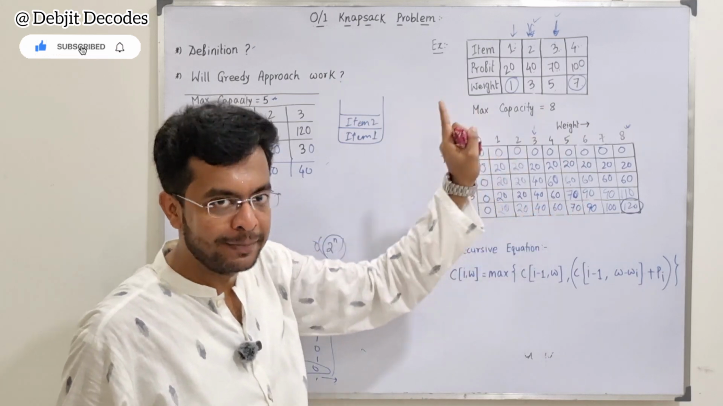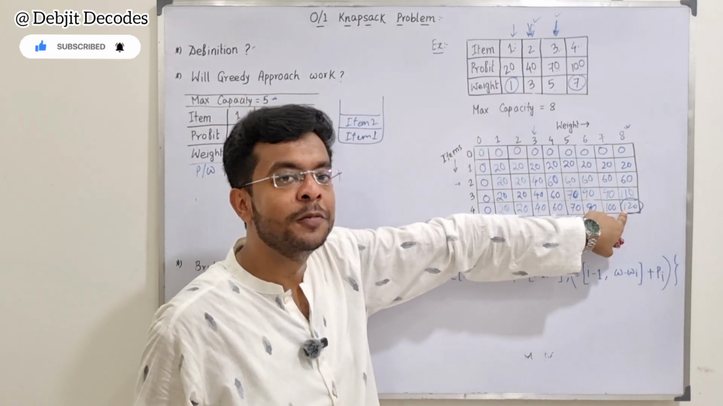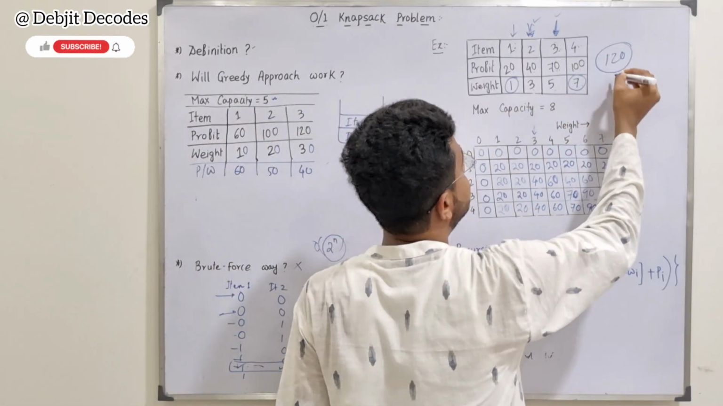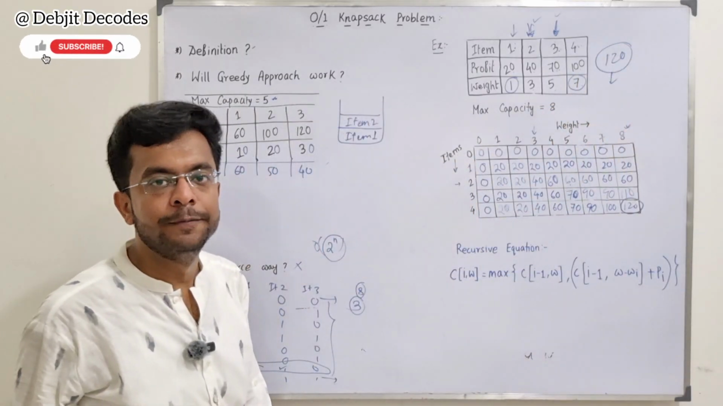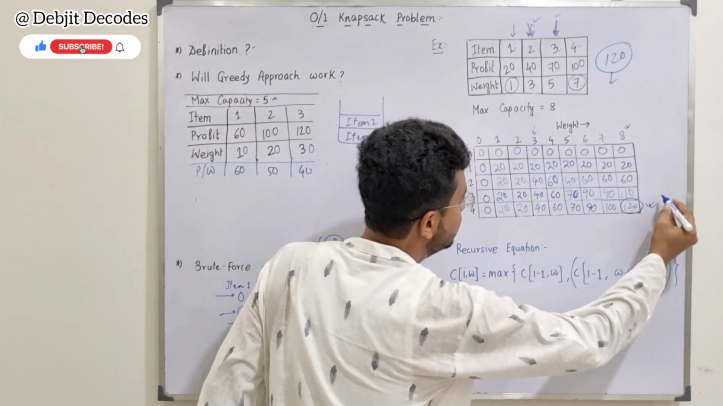Why and how, I am telling you in a bit. But via this concept, the maximum profit you will be getting is 120. This is the optimized result for sure. How and why? We'll be coming back. So this is how it is getting solved.